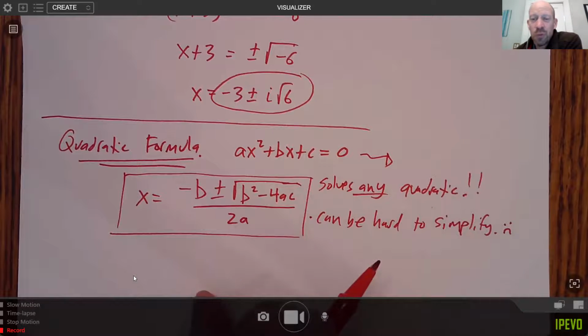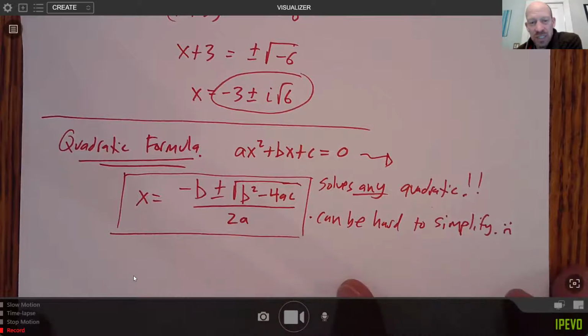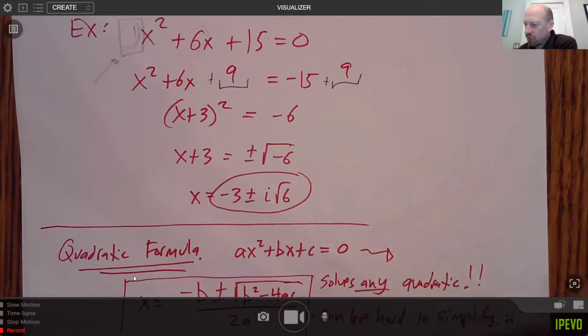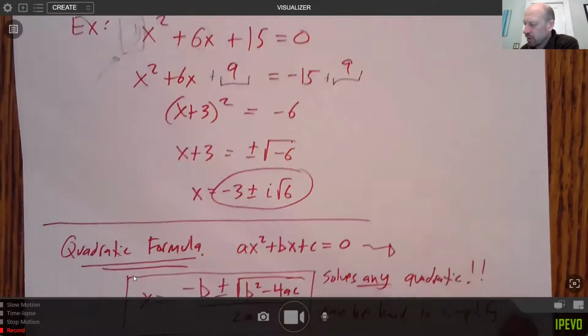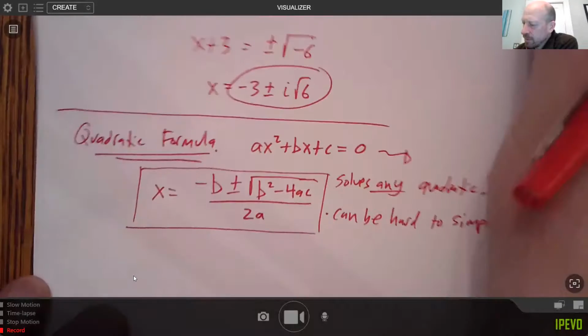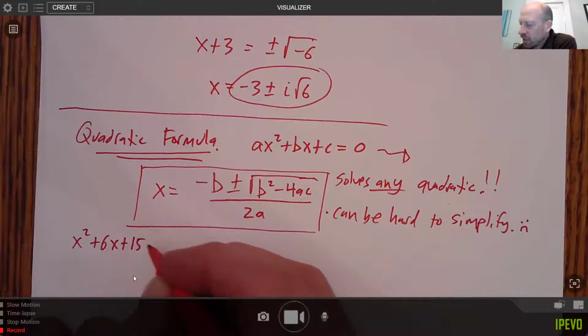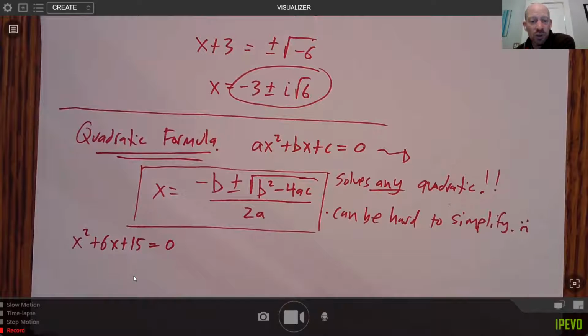So the work in it is in the simplification, and that can be a little messy. So let's just see how it works. Let's do it with this problem here that I had. X squared plus 6x plus 15 equals 0. I know what the solutions are already, so hopefully this will confirm it, and we'll see how it operates.